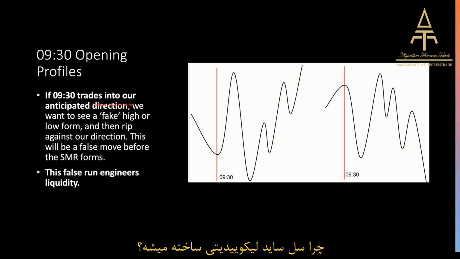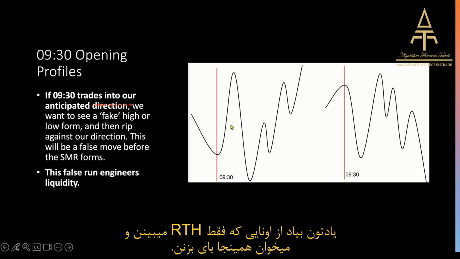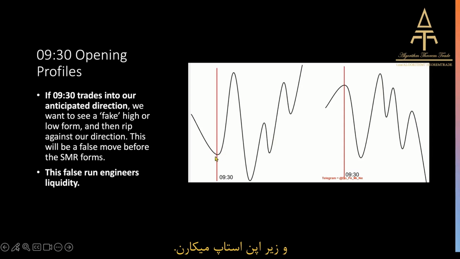Why was sell side liquidity engineered? Remember everyone that was purely looking at the regular trading hours and tried to buy this from the 9:30 opening? They placed a stop below that opening price. So the market purchased that sell side liquidity, forms the smart money reversal inside of a point of interest, and from there on the real delivery occurs towards higher prices.